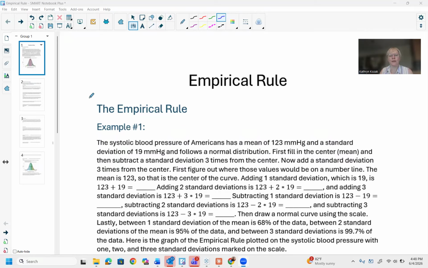First, we're going to fill in the center, which is the mean, and then subtract a standard deviation 3 times from the center. Now add a standard deviation 3 times from the center. So first, we're going to figure out what those values will be on the number line. The mean is 123, so that is the center of the curve. Adding one standard deviation, which is 19, 123 plus 19 is 142.